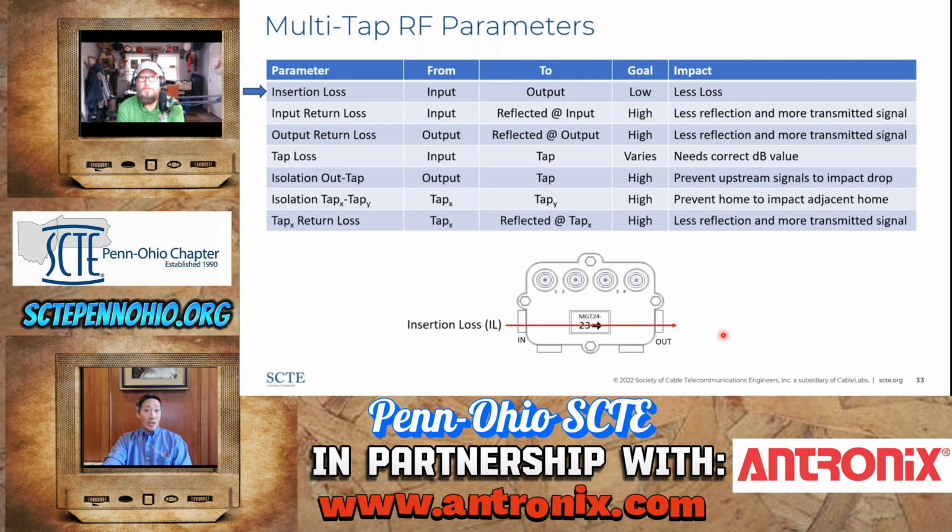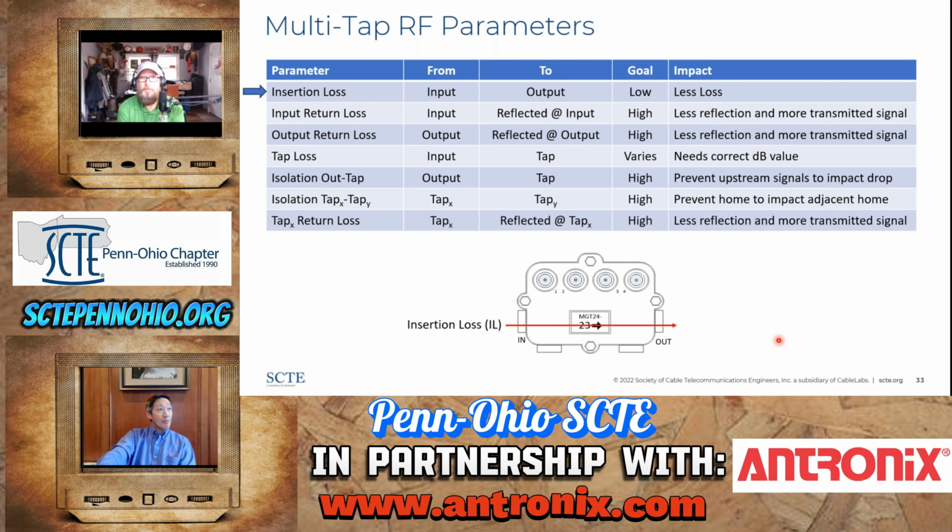Lower insertion loss means longer cascades. The frequency response of the cascade depends on good frequency response on each individual tap. So these things are cascaded in multiple taps together. So the overall cascade response depends on each individual one, and it's added together. So this is a very important parameter to meet your length of a cascade.